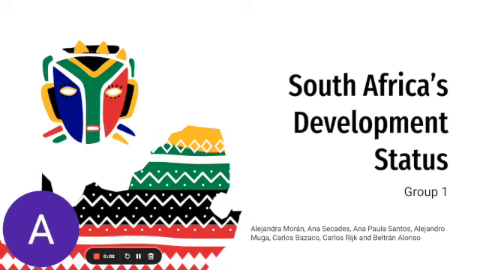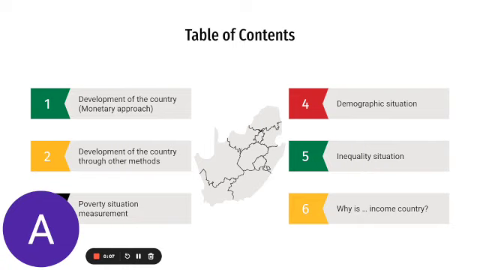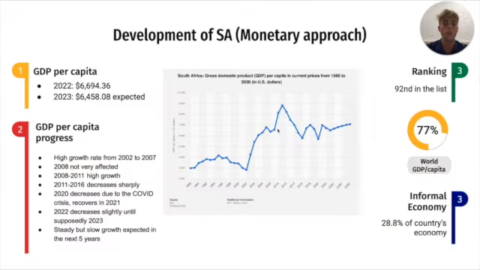We're Group 1, and we're going to talk about South Africa's development status. First, we're going to talk about the development of the country through the monetary approach, then through other methods. Thirdly, we're going to talk about the poverty situation method measurement, then the demographic situation, the inequality situation, and then our conclusions. Now we start with the development of South Africa and the monetary approach.